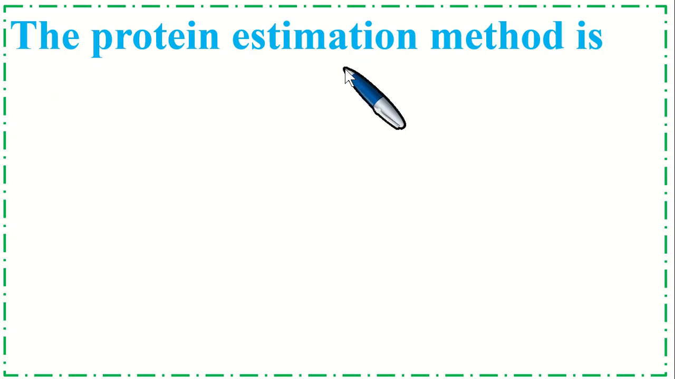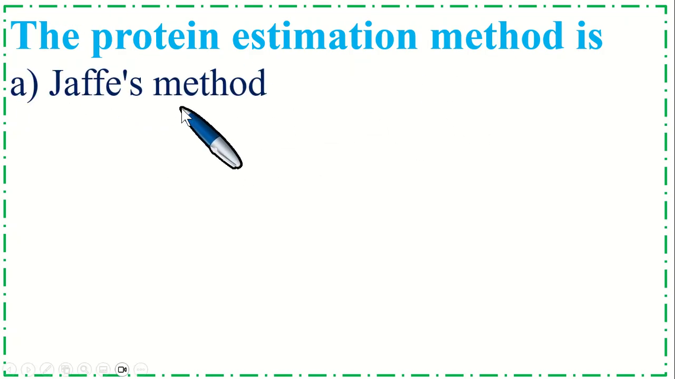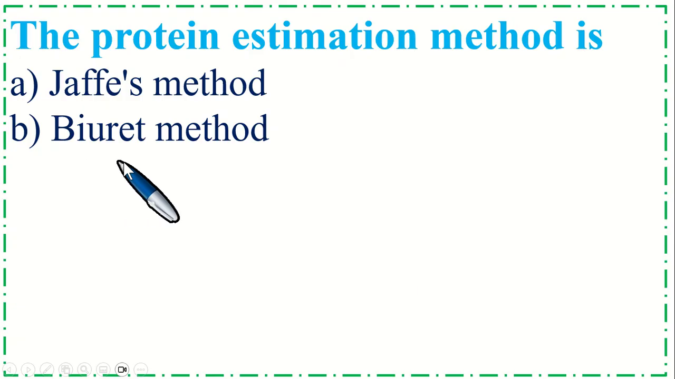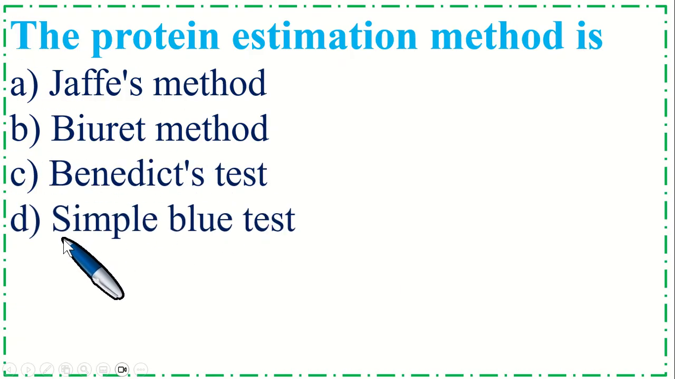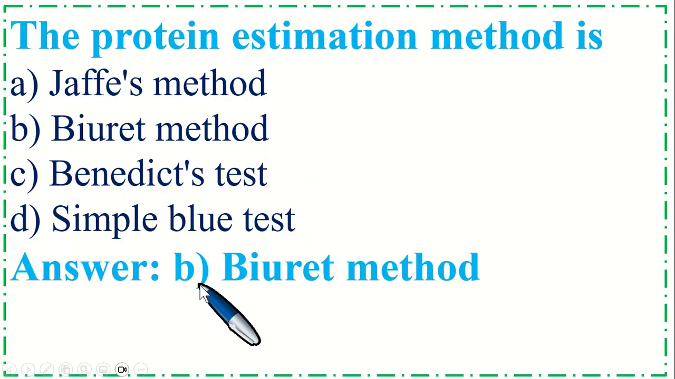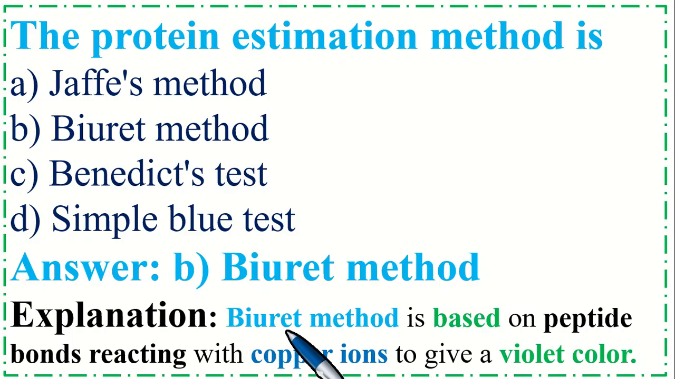The protein estimation method is option A Jaffe method, B Biuret method, C Benedict test, and option D simple blue test. So the correct option is B Biuret method. Biuret method is based on peptide bonds reacting with copper ions to give a violet color.